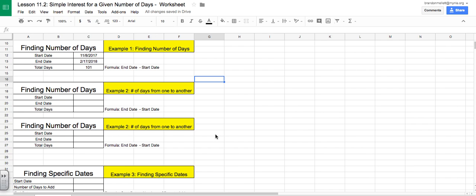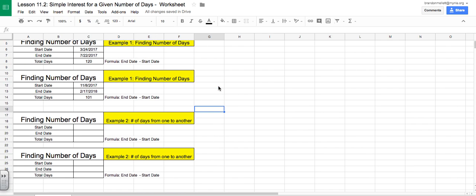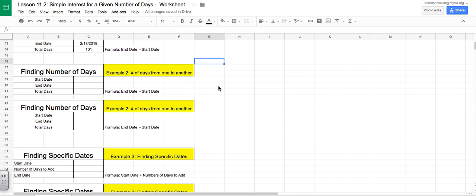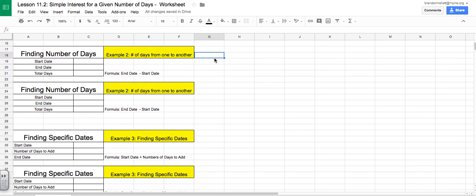All right, now let's look at example 2. In the book, it talks about finding the number of days from one date to another using actual days. What that means is using the chart versus using paper. We're doing it on a spreadsheet, so that's why it looks like we're doing the same thing over again. Instead of calculating everything a different way, this is the quickest and fastest way of doing it.